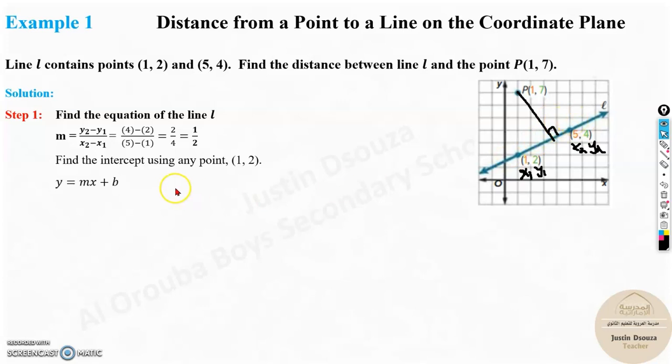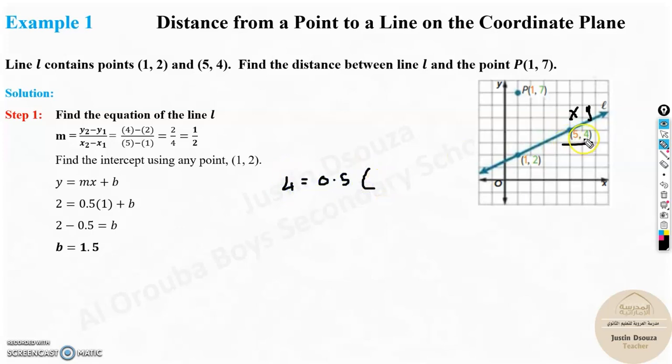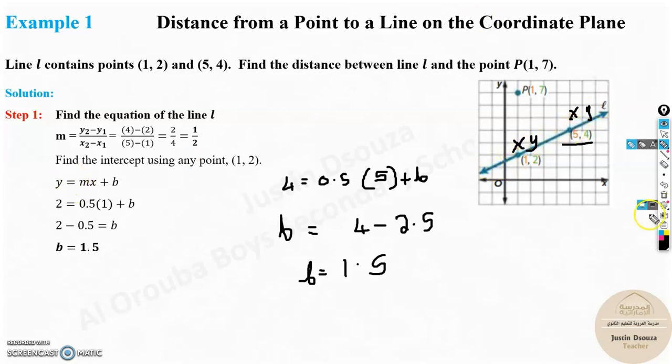Then you can use any of these points to find the intercept. We have done this before as well. It's up to you to choose. Over here they have used (1, 2), and you can solve and find the y-intercept, the b value. But I will use this point and I will get the same answer. The y value is 4, which is equal to the slope 0.5 times x, and the x value is 5, plus b. So b equals 4 minus half of 5, which is 2.5. Now 4 minus 2.5 is 1.5. You can do this in a calculator or by solving. Whether you use this point or this point, the answer will not change because it's the same line, the same slope.